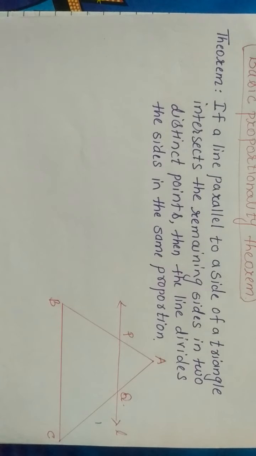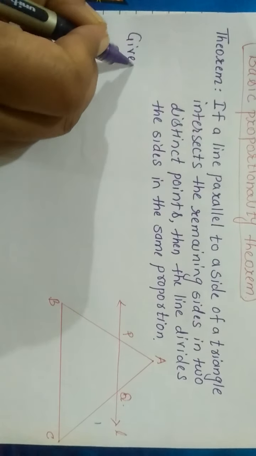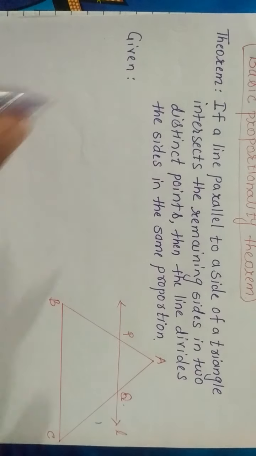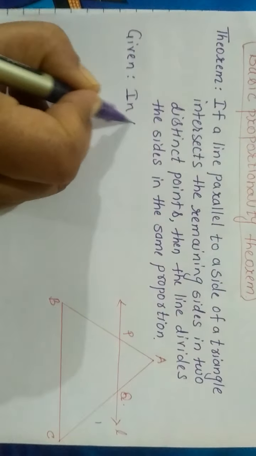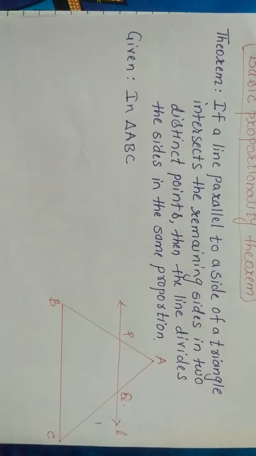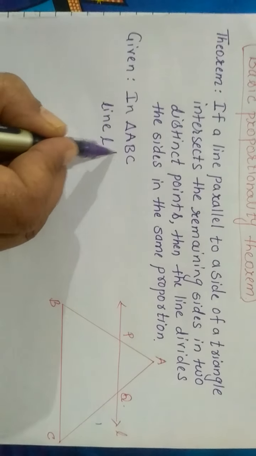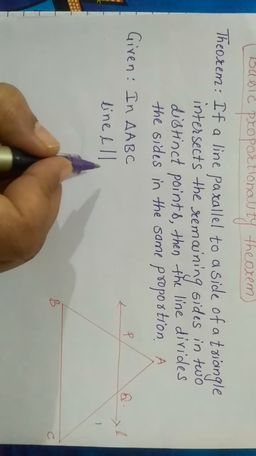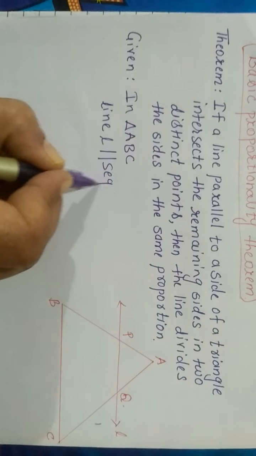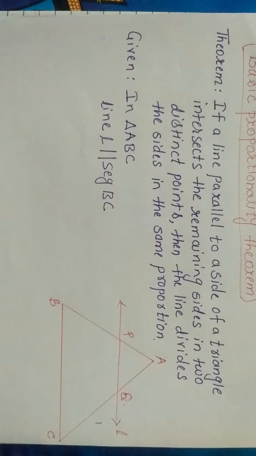Got this concept? Now, what is given? I'm writing here: given. As I said, in a theorem you have to write the given. It is given in triangle ABC that line L is parallel to segment BC.